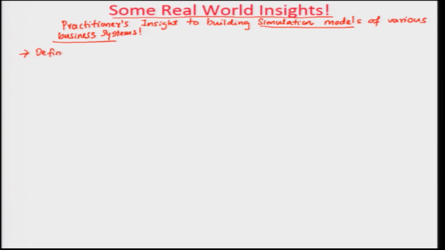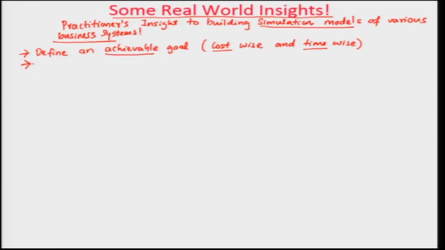define an achievable goal. Okay, goal. This is cost wise and time wise. Okay. Define something that you can achieve both cost wise and time wise, because in industry nobody is going to give you an indefinite amount of money to do what you want to do. Okay. It should be acceptable for industry in cost and time.